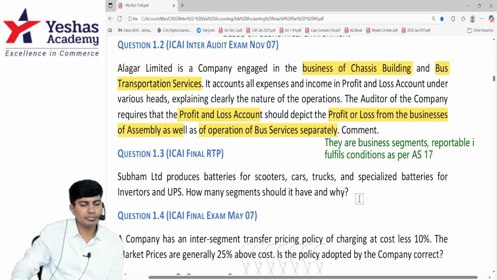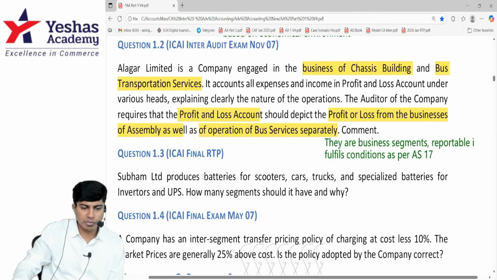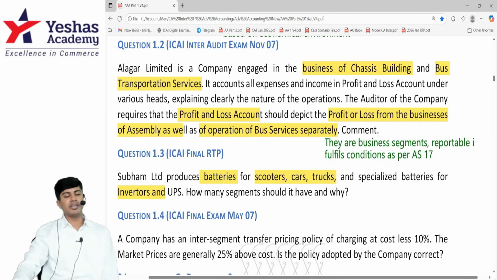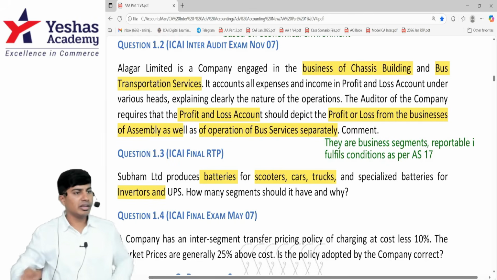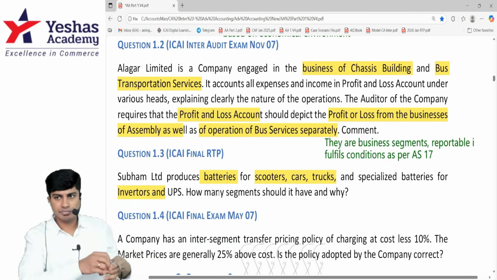Okay. Then Shubham Limited is a company. What does it produce? Batteries. Batteries for car, truck, scooter, and also batteries to be used in inverters. How many segments should it divide into and why? This is a CA Final RTP question under the old scheme.